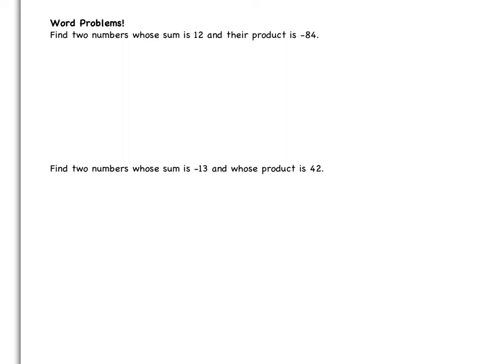First thing that I want you to do is change this 84 to a 27. Okay, so sum is 12. That means adding. So I'm going to have x add y equals 12. And then the product is 27. Product means multiply. So I'm going to have x multiplied by y equals 27.